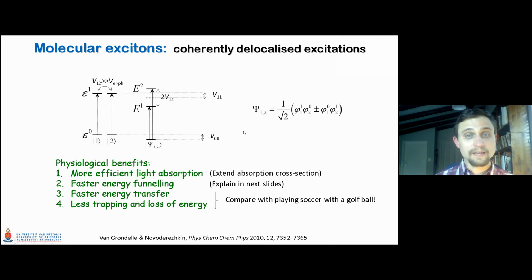Okay, and this has huge consequences. It's very beneficial to the organism that this happens. And here are 4 of the main physiological benefits. So the first is that due to this splitting, the absorption cross-section is extended because now you have more energy levels that can be populated. So this gives rise to more efficient light absorption.